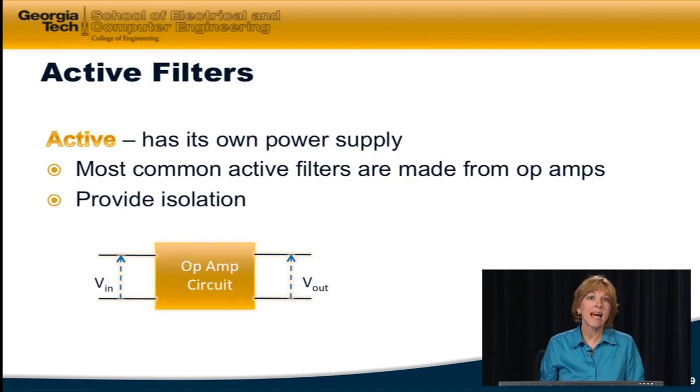So we introduce active filters. It has its own power supply, so it doesn't deplete the power. And most common ones are made out of op amps. It also provides isolation, so I don't change my voltage when I add another circuit on. I can cascade these filters together without changing these intermediate voltages, the input and output for any given circuit.